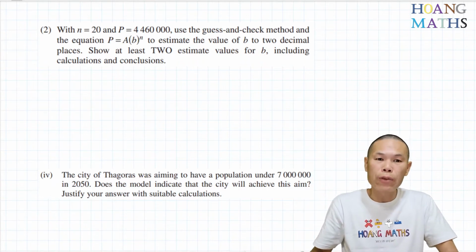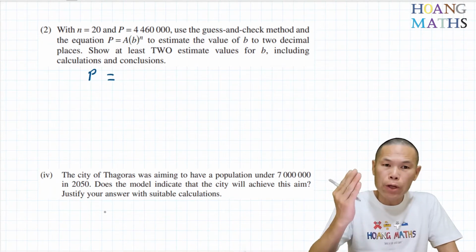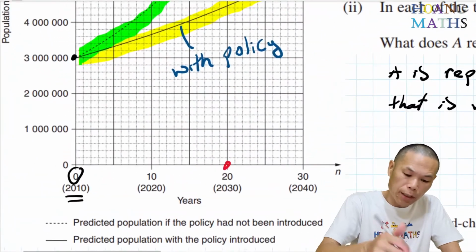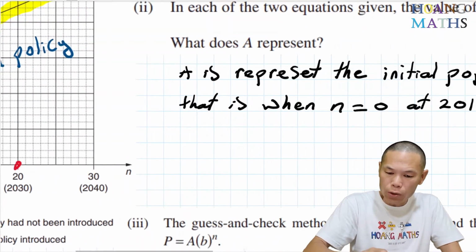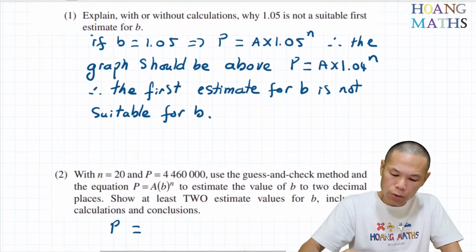So let me just write down the equation first. So we know that P is equal to A, but we know that A from the graph is 3 million. Okay, so this is here. That's the value of A, and also given here as well. Just keep that in mind. So let me just write this down.